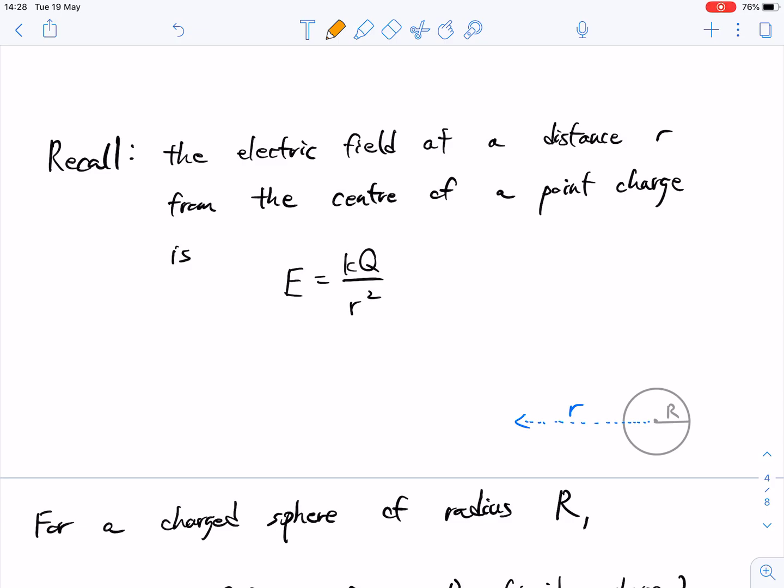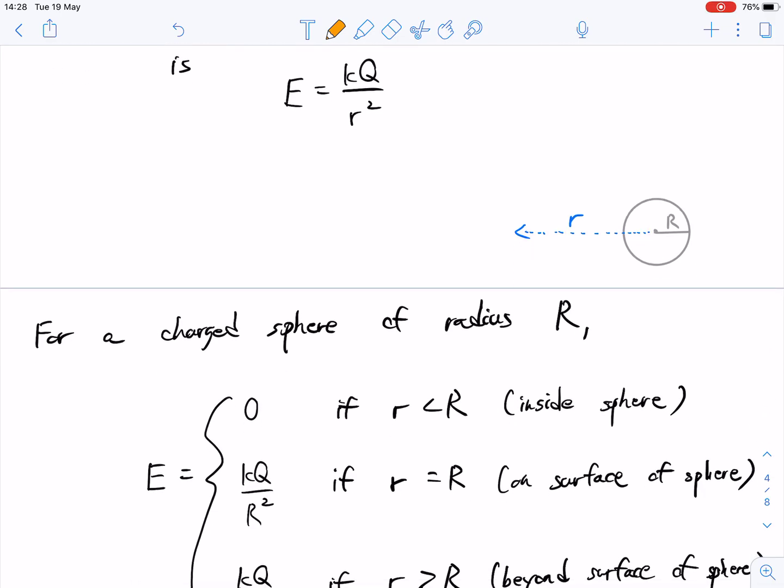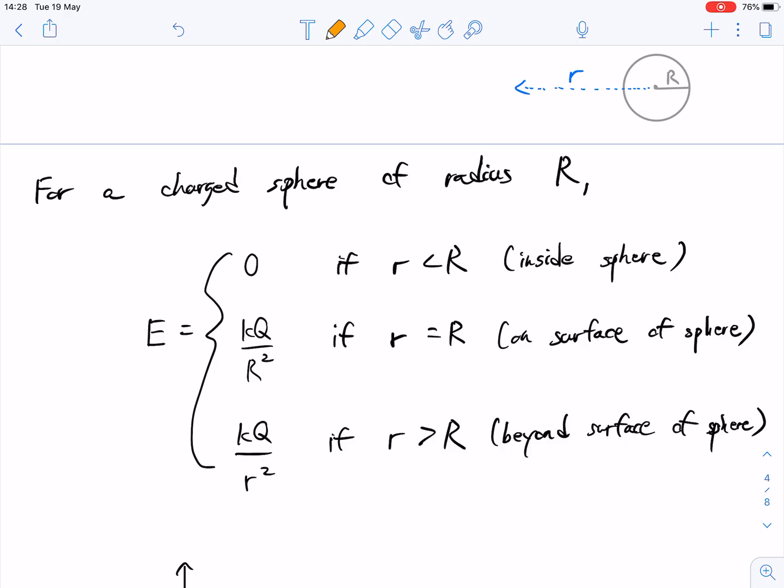Now we're going to use some different notation for big R and little r. Big R represents the radius of the sphere itself, and little r represents how far from the center of the sphere you are moving. So essentially what we see here is that from the center all the way out to the surface, there's no electric field.